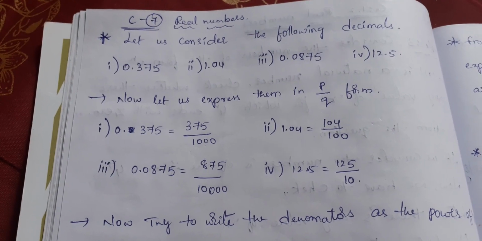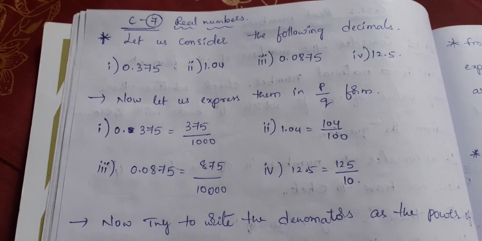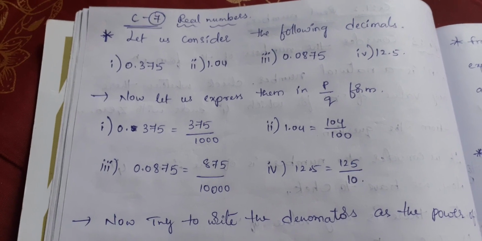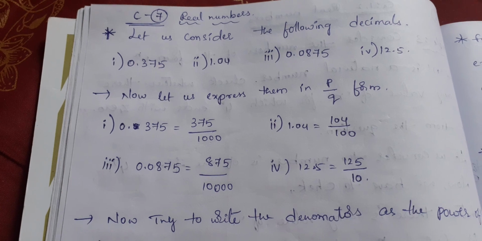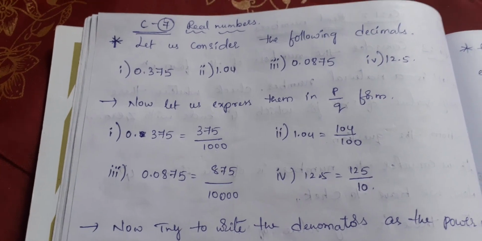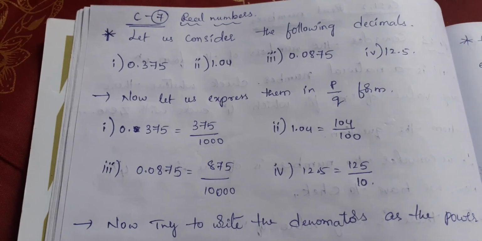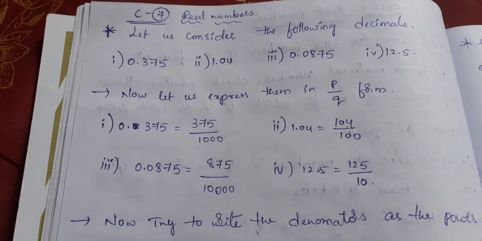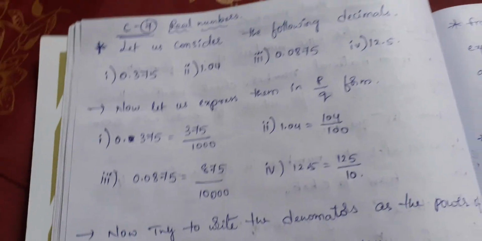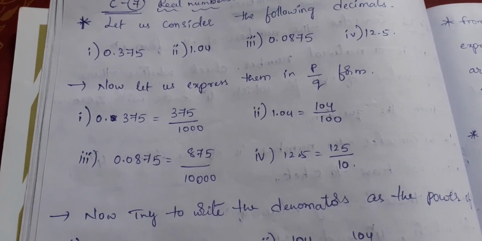Today I am going to explain some important topics from exercise 1.3. Before going to explain the topic, here I am taking some examples, and with the examples I am going to explain the topic. Let us consider the following decimal values: 0.375, 1.04, 0.875, 12.5.